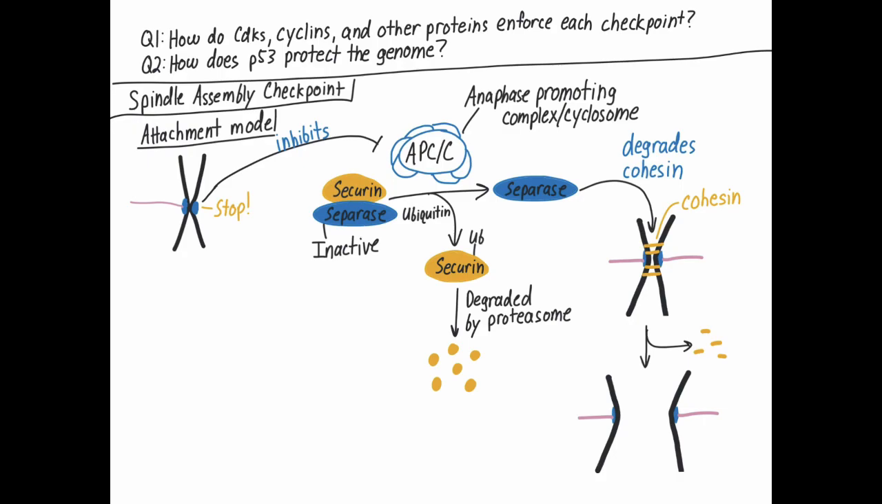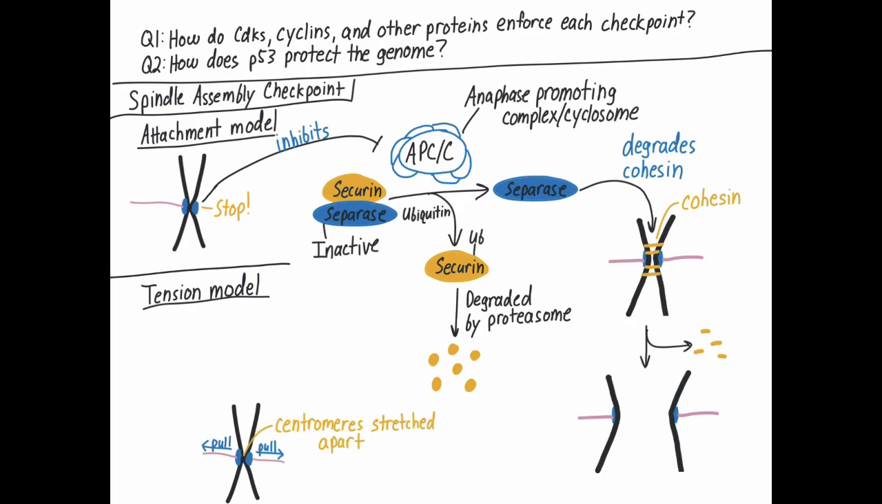The second of the two models is called the tension model. In the tension model, when spindle fibers from opposing sides pull on the chromatids, the pulling force they exert on the chromatids stretches the centromeres of the chromatids apart, which allows anaphase to progress, because there is no stop signal sent out when this occurs.